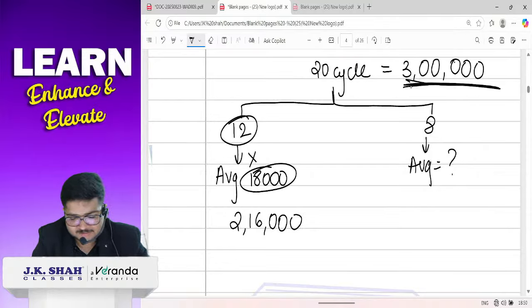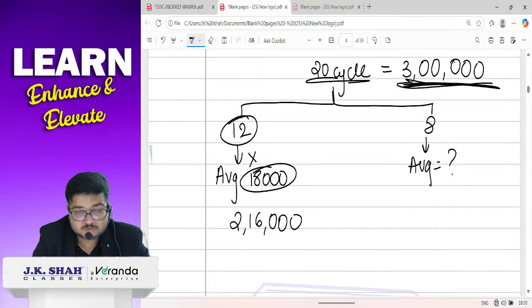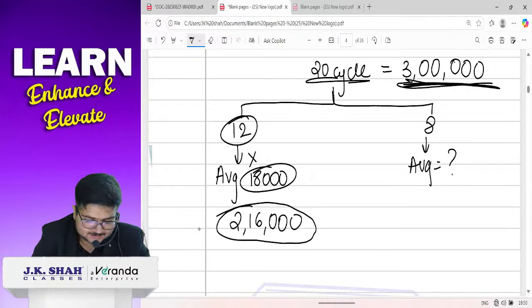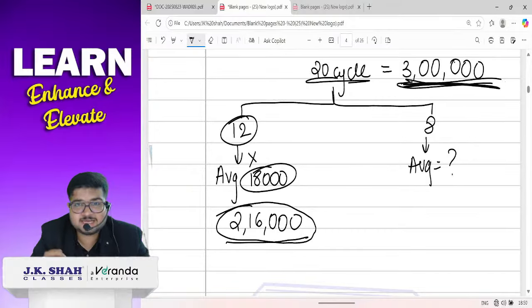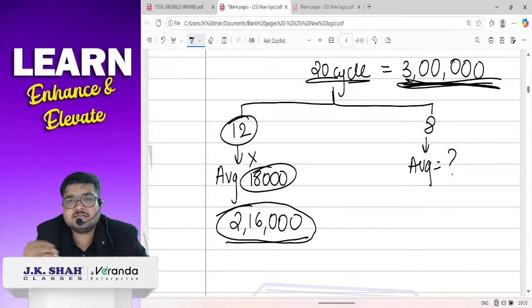Right? Now tell me. In total he earned 3 lakh, na? But 3 lakh was from 20 cycles. But from 12 cycles he earned 2,16,000. So from where does the remaining money come from? This 2,16,000 is of 12 cycles. But he earned a total of 3 lakh, na? So from where did this additional money come from?